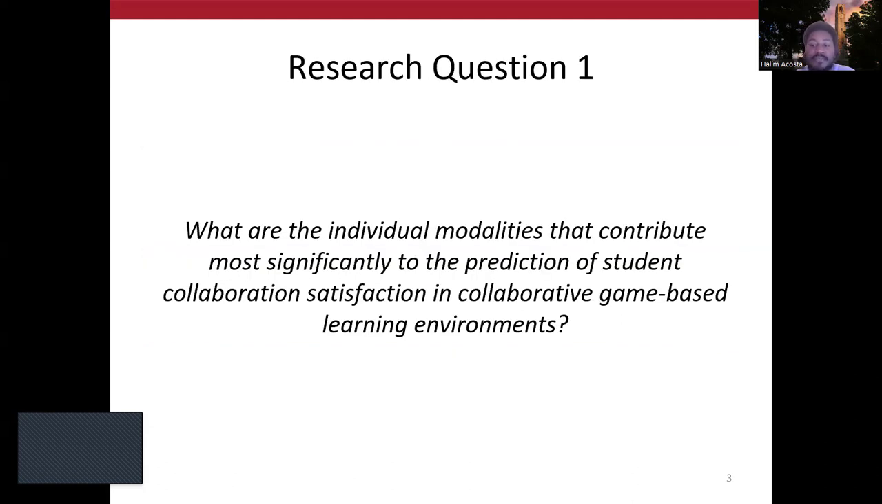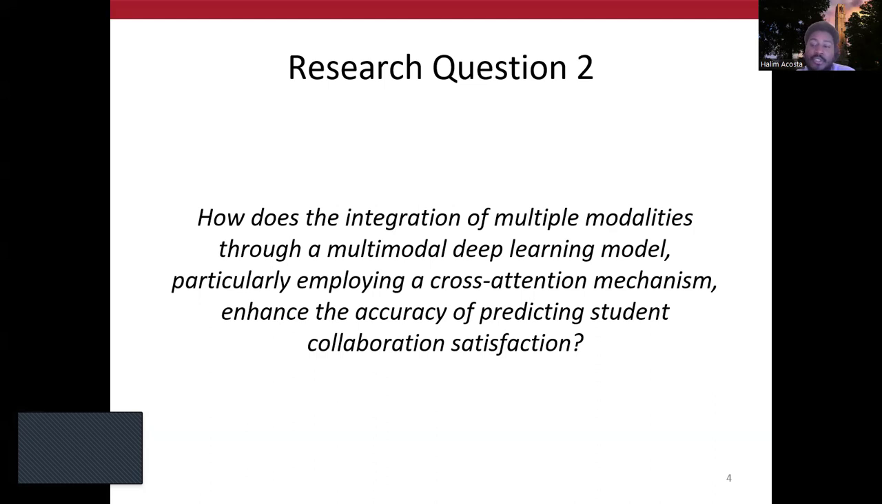First, given a range of data channels collected from within a game-based learning environment, we would like to know what are the individual modalities that contribute most significantly to the task of predicting collaboration satisfaction. Our second research question concerns how the integration of multiple modalities using a deep learning model can enhance the performance for the task.